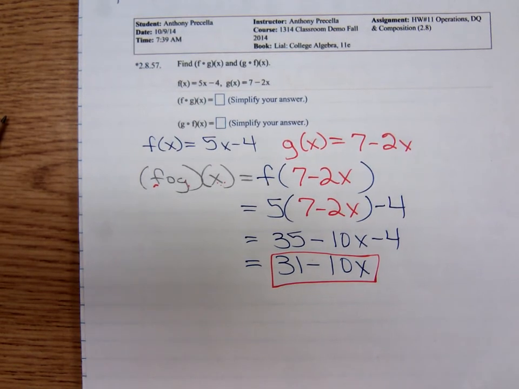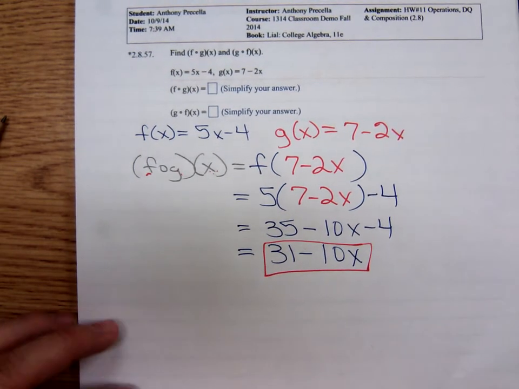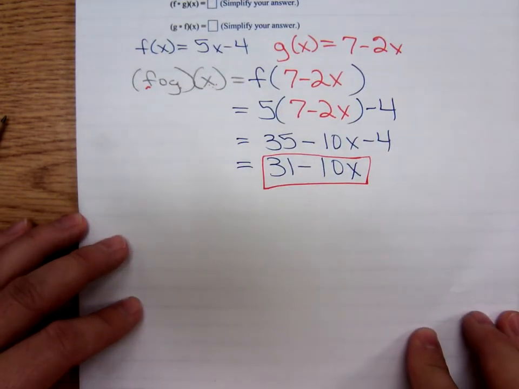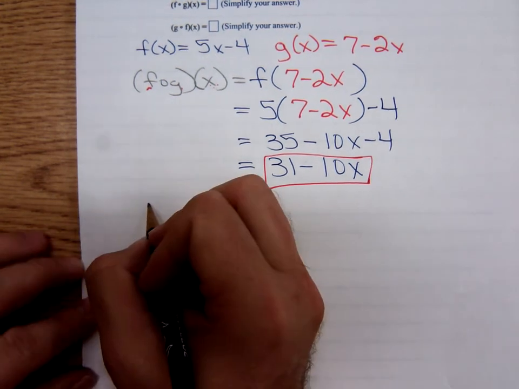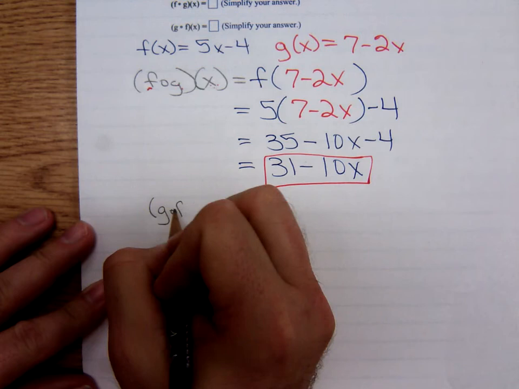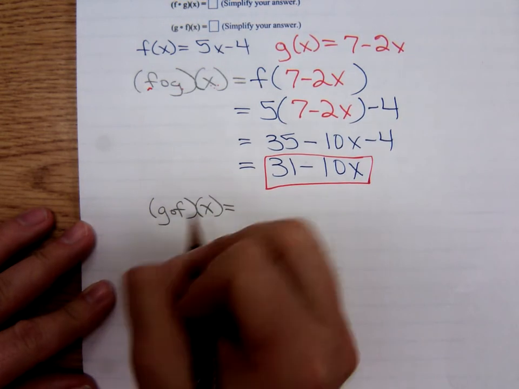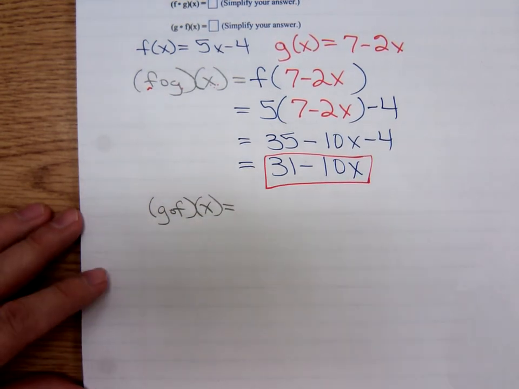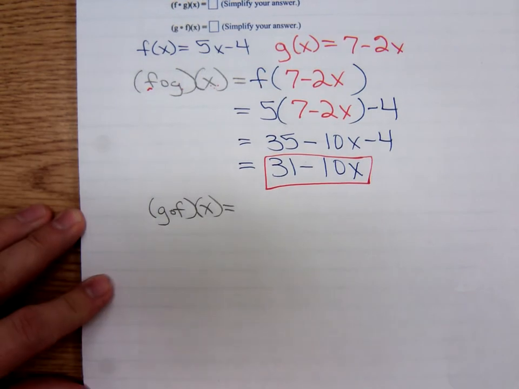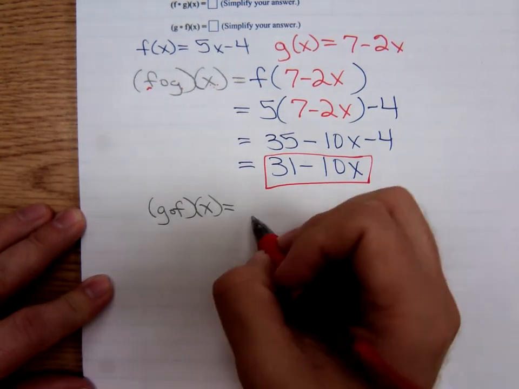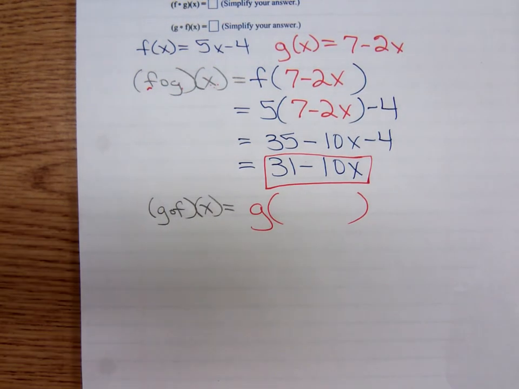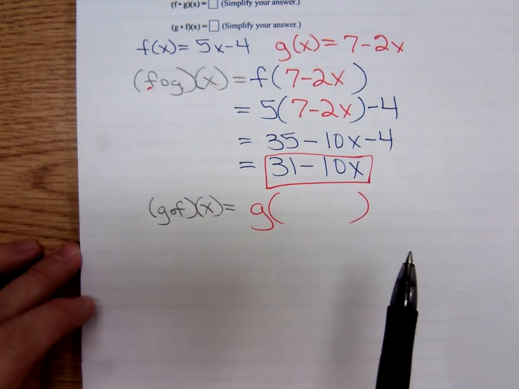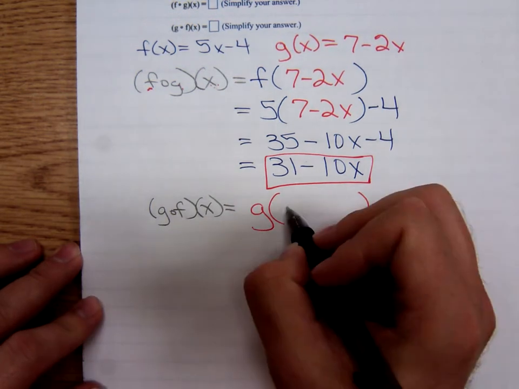Now they want us to find g composed with f of x. We're going to reverse the outer and inner functions. So in this case, g is on the outside. What have we got on the inside? F of x, and we know what f of x is. F of x is that 5x minus 4.